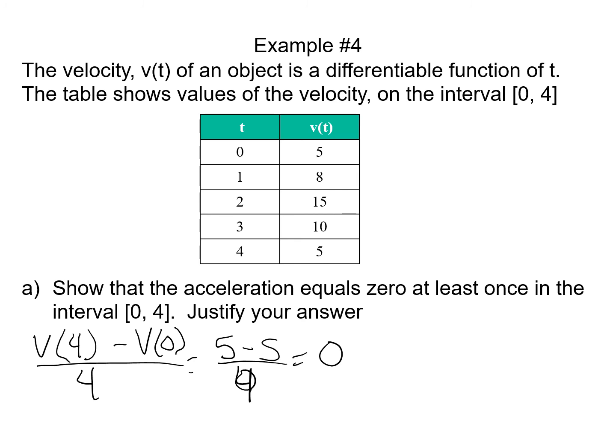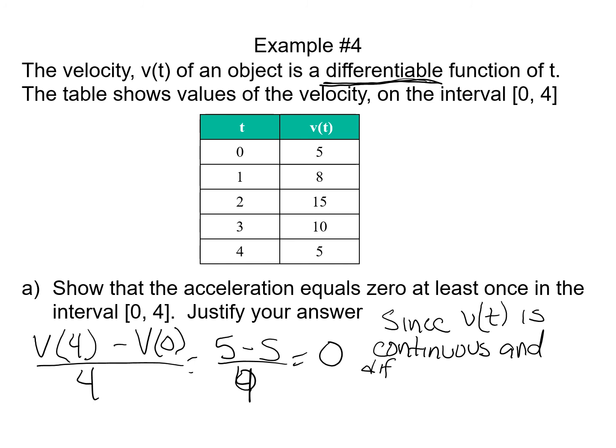So remember, if we're using the mean value theorem, we have to show the conditions are met. So we have to say that since v of t is continuous and differentiable, how do I know it's continuous? Because differentiability implies continuity. So because it's continuous, and yes, you have to state both, and differentiable on the interval 0, 4, the MVT applies.